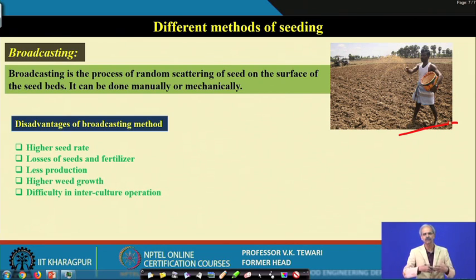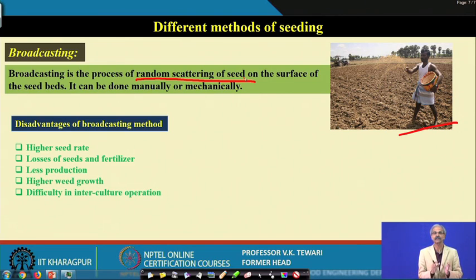Broadcasting, you simply throw the seeds. Somebody takes the seeds in a bucket or a basket and goes all over the field and throws the seeds. This is known as broadcasting, which is random scattering of seeds on the surface of the seed bed. Maybe it can be done manually, it could be done mechanically also. In fact, if you see maybe about 80-100 years back or so, when there were simple plows, many seeds were simply broadcast for sowing.